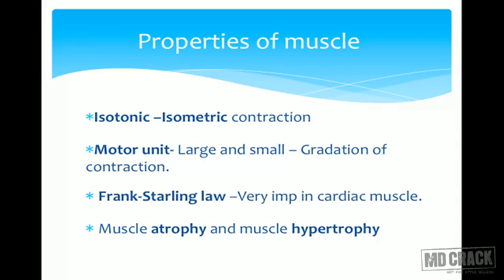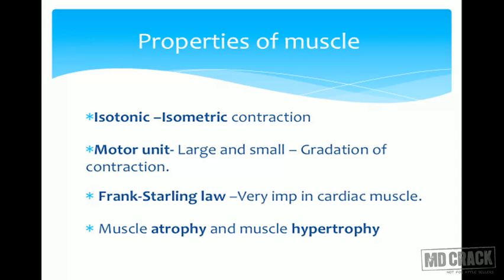A smaller motor unit is very helpful to cause fine movements. The movement of the thumb, for example, is very fine. So these are the ones which are very useful. Whereas the back muscle will have large motor units because fine movements are not required there.